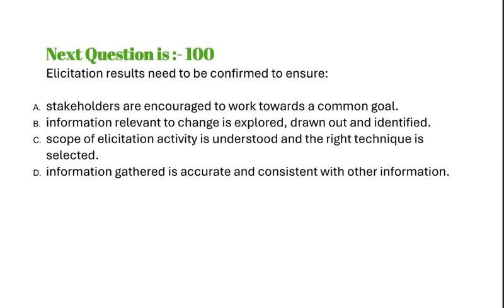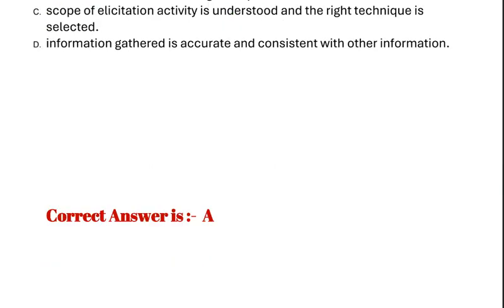Question is, elicitation results need to be confirmed to ensure option A, stakeholders are encouraged to work towards a common goal. Option B, information relevant to change is explored, drawn out, and identified. Option C, scope of elicitation activity is understood and the right technique is selected. Option D, information gathered is accurate and consistent with other information. Correct answer is option A.